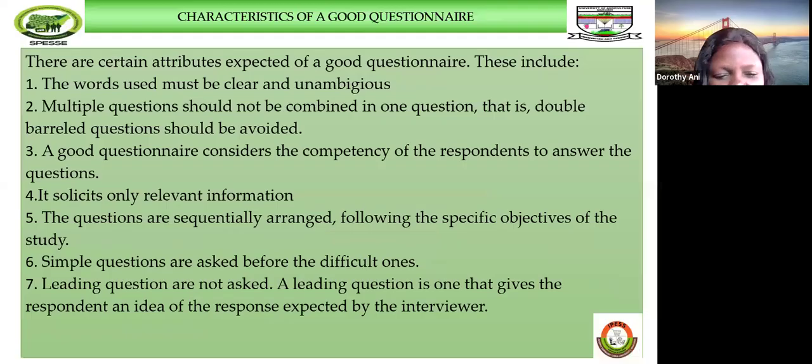The questions are arranged sequentially. What we do in a questionnaire, when you are preparing it, is that your specific objective 1 should be your section A. Your specific objective 2 should be your section B. Specific objective 3 should be your section C, in that order, so that you'll be sure that you have covered everything that will be needed for that specific objective.